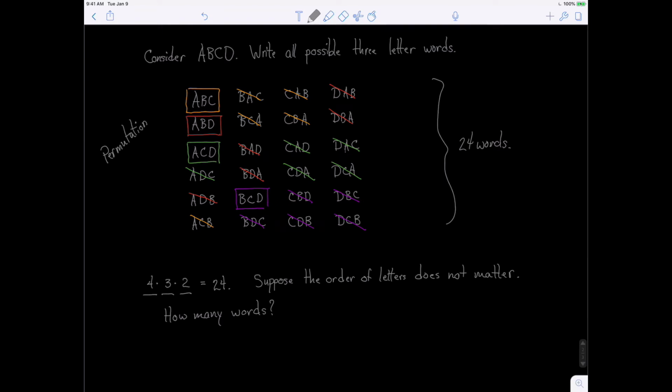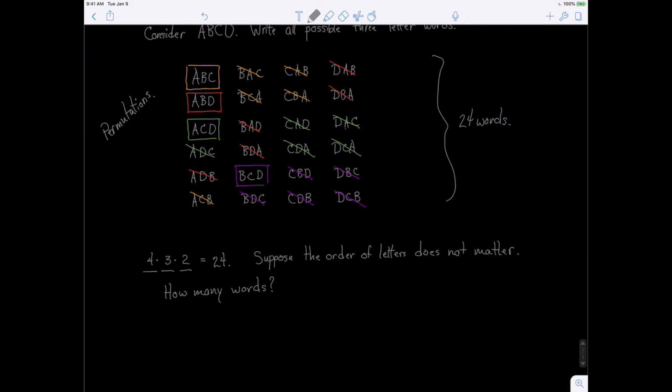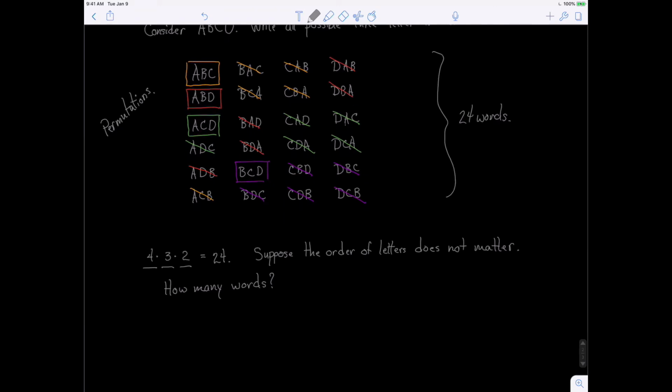But when we said the order doesn't matter, what we found in these 4 boxes is we've found the combinations. And so how many words? We'd say there's 4 different words. And those were the ABC, that was the orange one. In red, we had the ABD. In green, we have ACD. And in the magenta or purple, we have B, C, D.